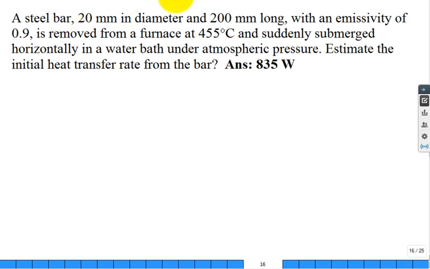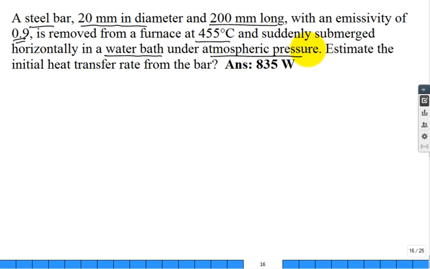So what do we have? We have a steel bar, 20 millimeters in diameter, 200 millimeters long. Right away you can get the surface area of that steel bar. It has an emissivity. It's removed from a furnace at 455 degrees C. Hot? Yeah, that's hot. Suddenly submerged in a water bath under atmospheric pressure. So the water is at atmospheric pressure, and the highest temperature the water could be is saturation temperature, 100 degrees C. It doesn't say that the water bath is saturated, but we're going to assume that's 100 degrees C.